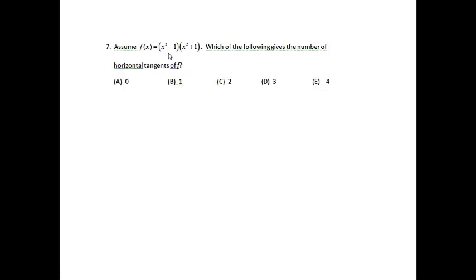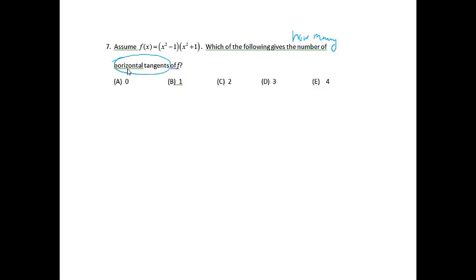Problem 7. Assume that f of x is equal to x squared minus 1 times x squared plus 1. Which of the following gives the number of horizontal tangents of f? Couple things here. It's not asking me for what is the horizontal tangent, it's just asking me for how many will there be. So how many answers? Okay, and then horizontal tangents.